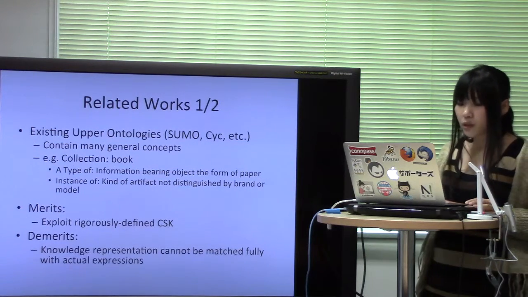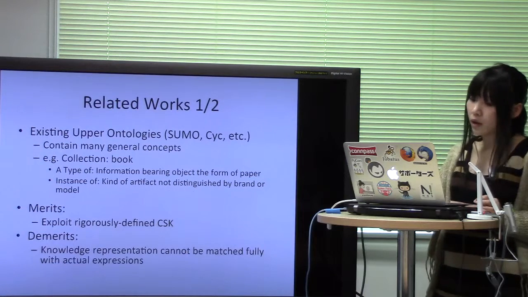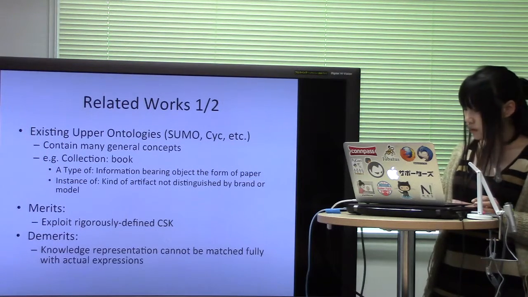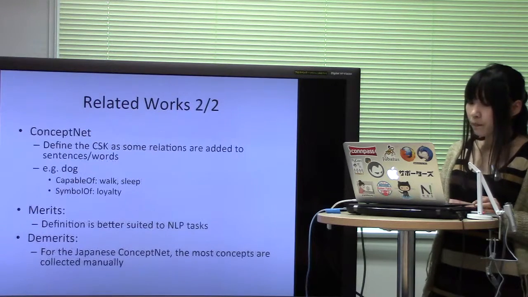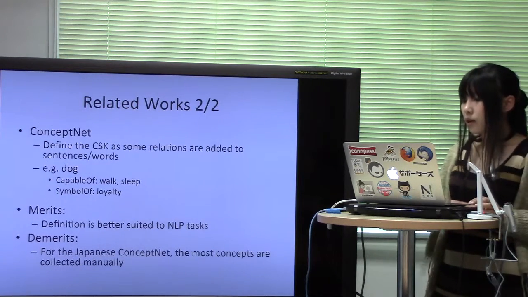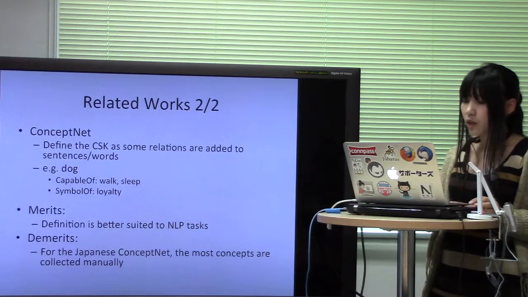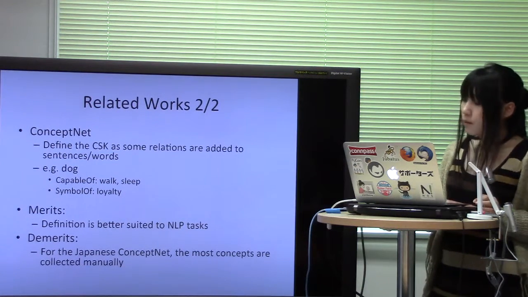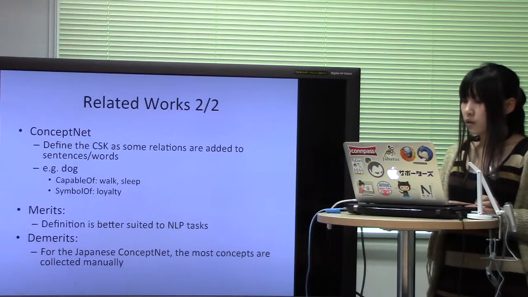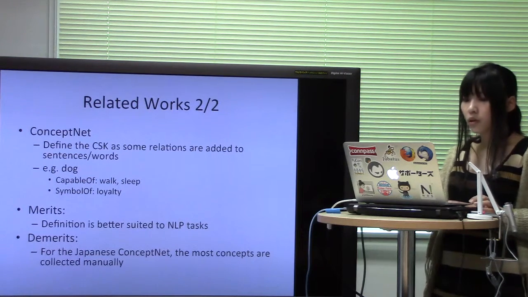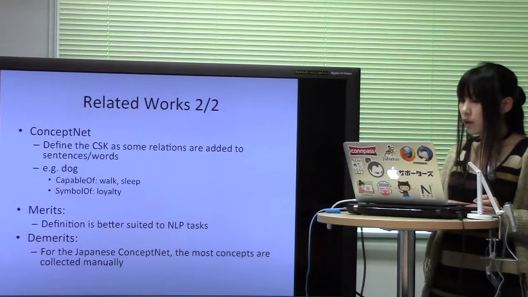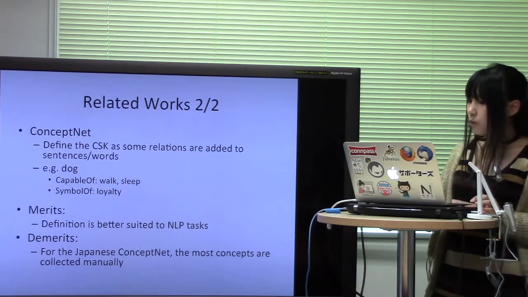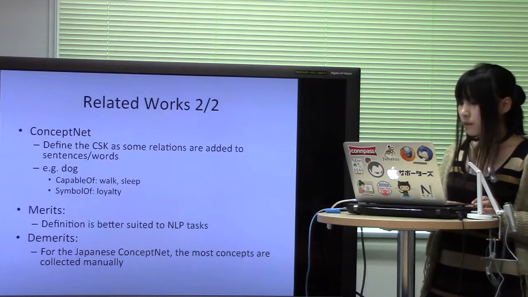However, the knowledge representation that is defined by an upper ontology cannot be matched fully with actual expressions. Compared to this, ConceptNet defines the common sense knowledge as relations added to sentences or words. For example, the capable-of relation connects the concept of dog to common sense knowledge such as walk, sleep, and so on. It is better suited to natural language processing tasks than the upper ontology.